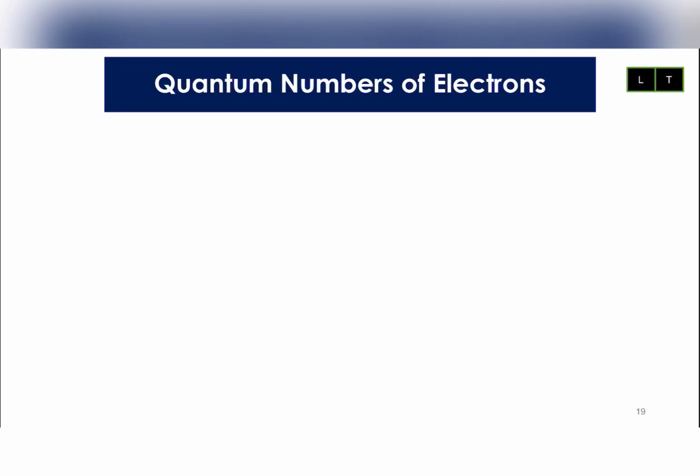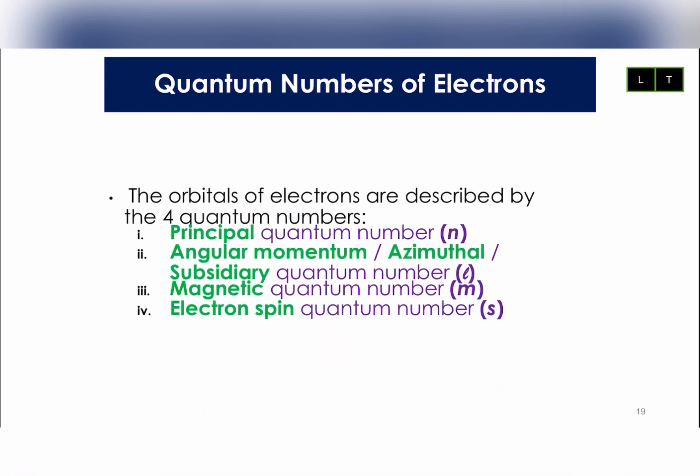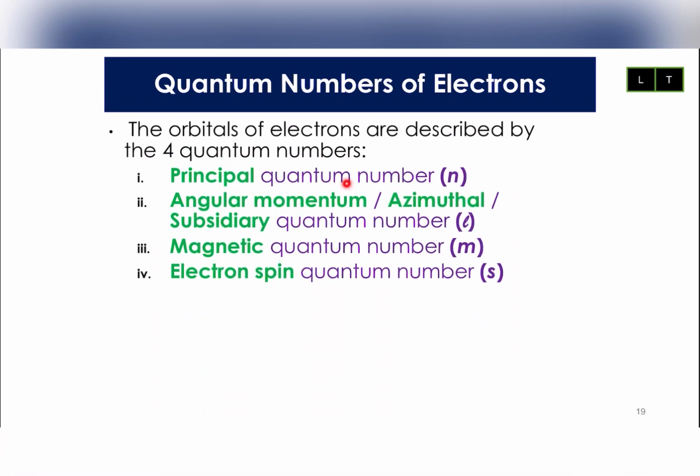Assalamualaikum. Hi guys. In the previous video, we learned how to determine the specific values for 4 different quantum numbers. So we learned there are principal quantum number, angular momentum quantum number, magnetic quantum number, and electron spin quantum number.